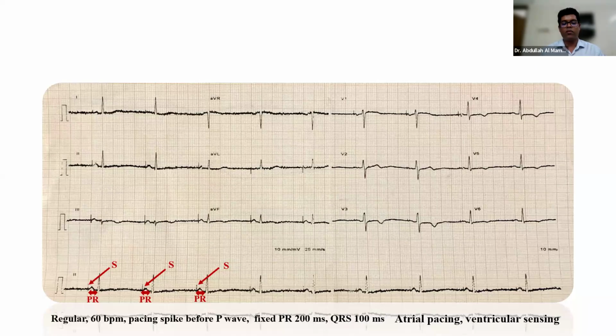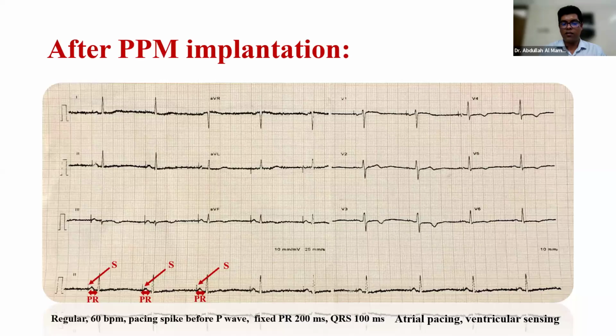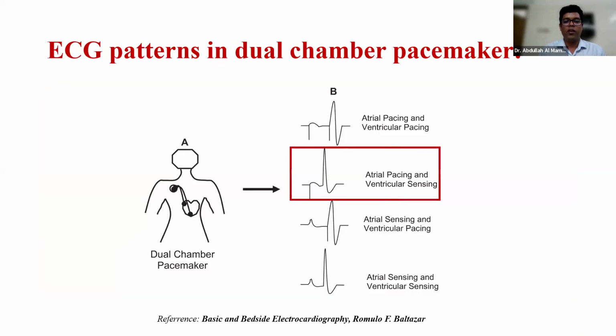As PR is fixed, this is dual chamber pacing in which atrial is being paced and ventricular is sensed. And this ECG was recorded after pacemaker implantation. I have already shown this slide in the previous session.